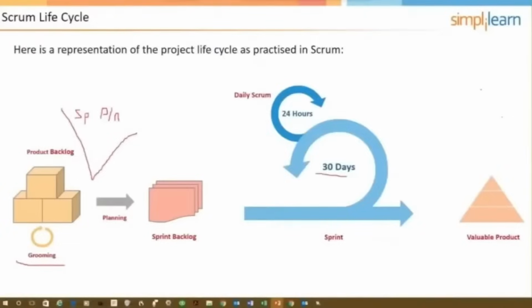And two things happen during the sprint planning meeting. The user stories that are going to be included in the sprint are selected, right? They're put into the sprint backlog, which is a subset of the product backlog containing the user stories that are going to be completed during the sprint. And the second thing that happens during the sprint planning meeting is the selected user stories are then disaggregated into tasks and estimated. Once that's done, then the work of the sprint begins.